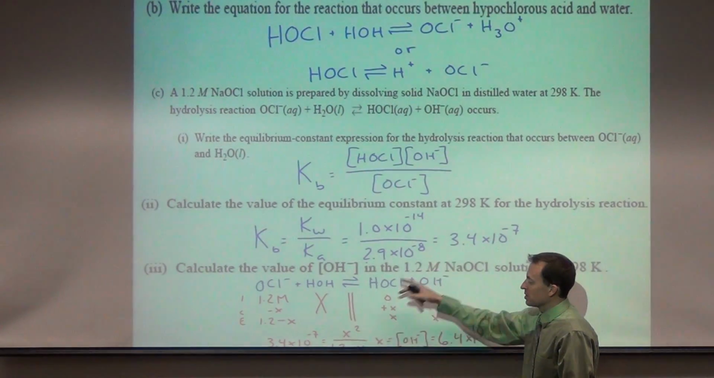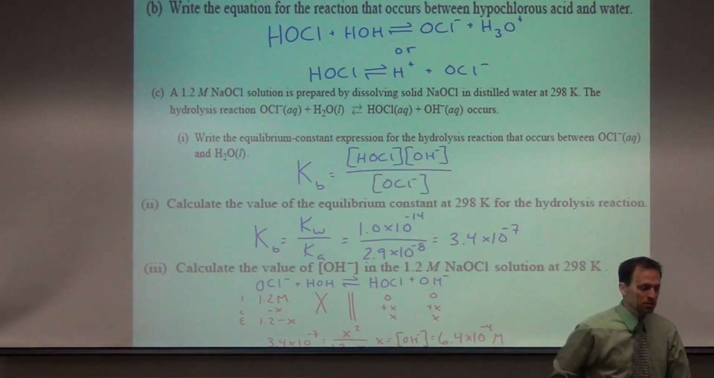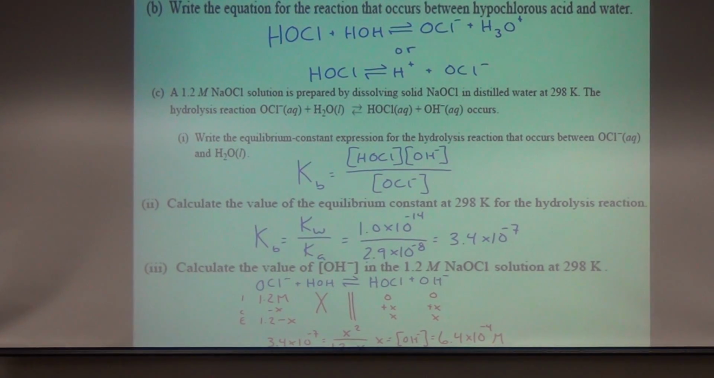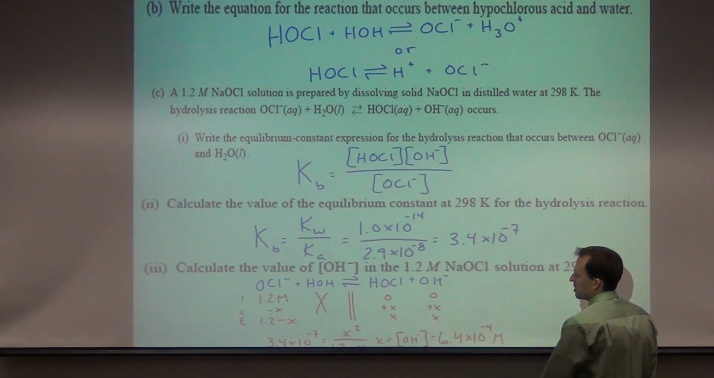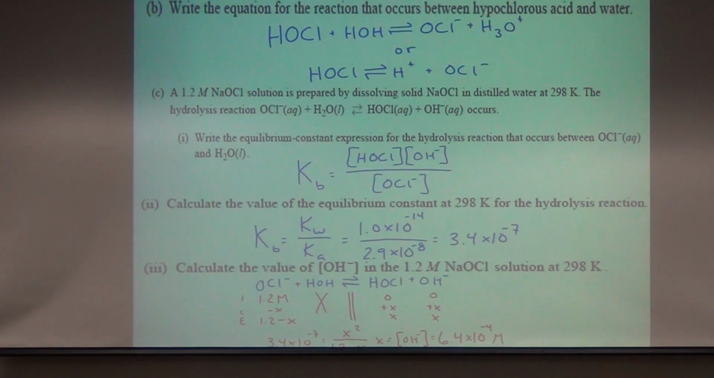Whatever number you had here, you actually could use it. So if you did this wrong, it would still be okay. It's not double jeopardy. X squared over 1.2 minus x. That's going to be my OH minus. It would be 6.4 times 10 to the negative 4th.